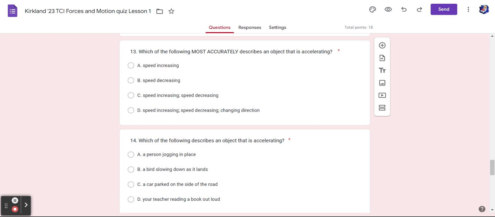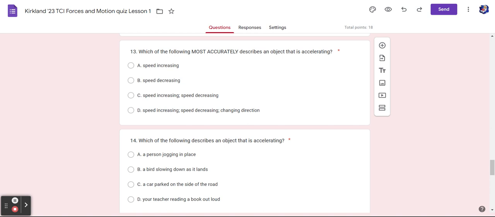Number 13. Which of the following most accurately describes an object that is accelerating? A, speed increasing. B, speed decreasing. C, speed increasing and speed decreasing. Or D, speed increasing, speed decreasing, and change in direction.